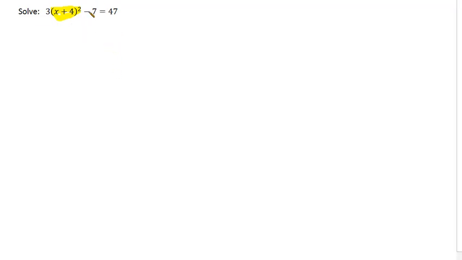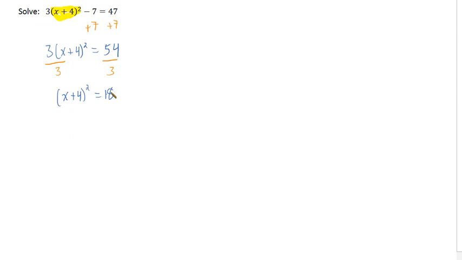The first thing I will do is undo the subtraction. I'll add 7 to both sides of the equation, yielding 3 times x plus 4 squared is 54. Now I'll divide both sides of the equation by 3, yielding x plus 4 squared is 18. Now I can apply the square root property.